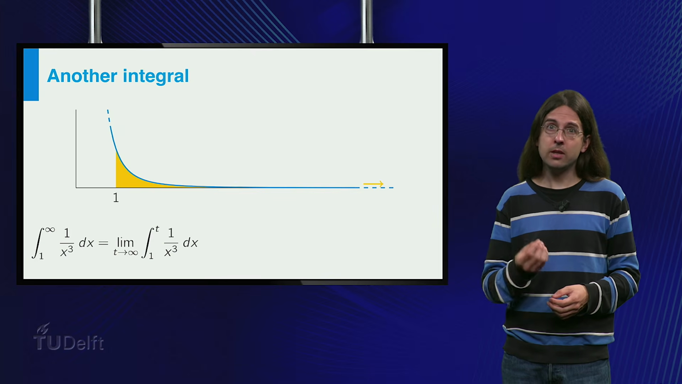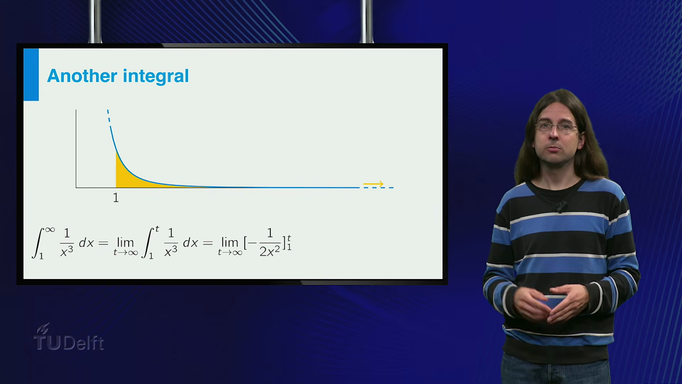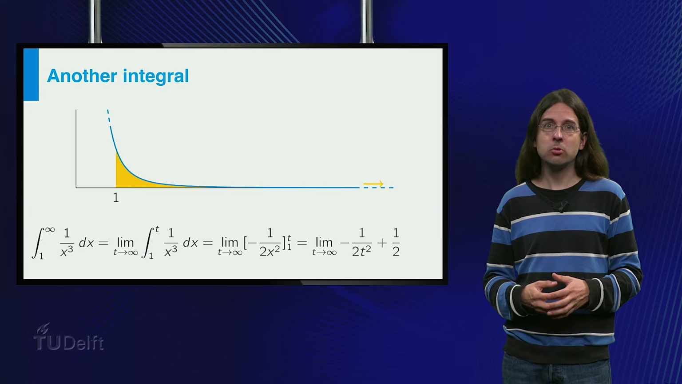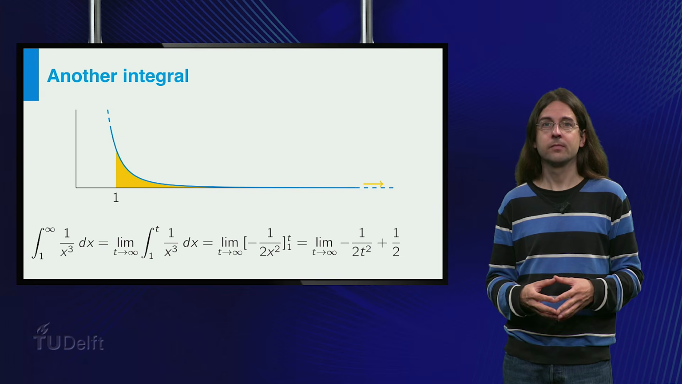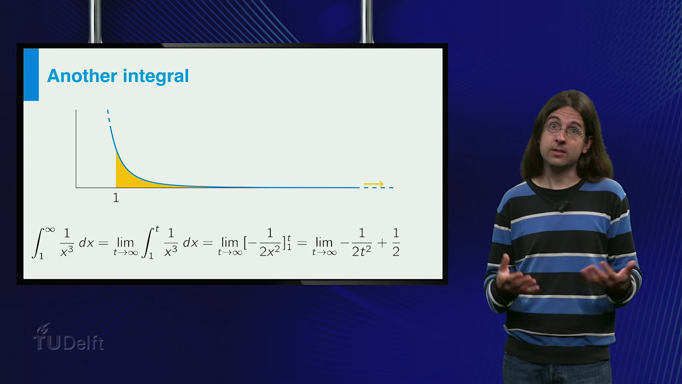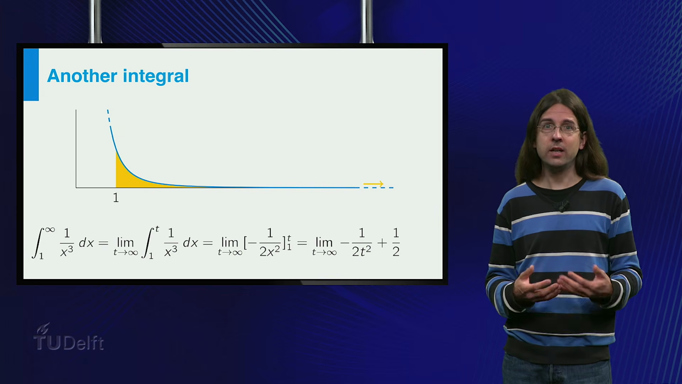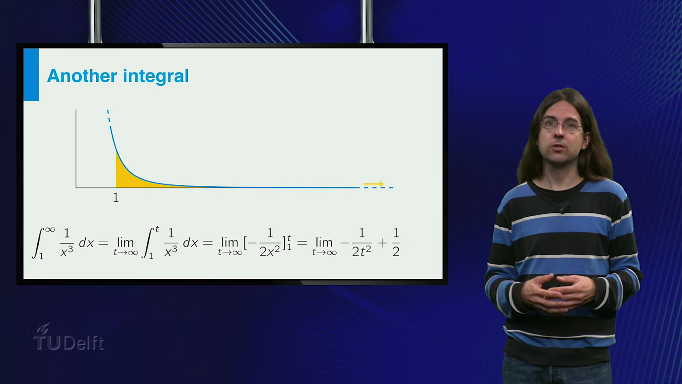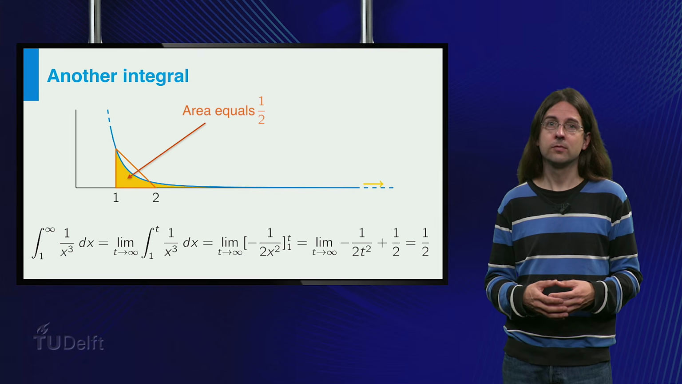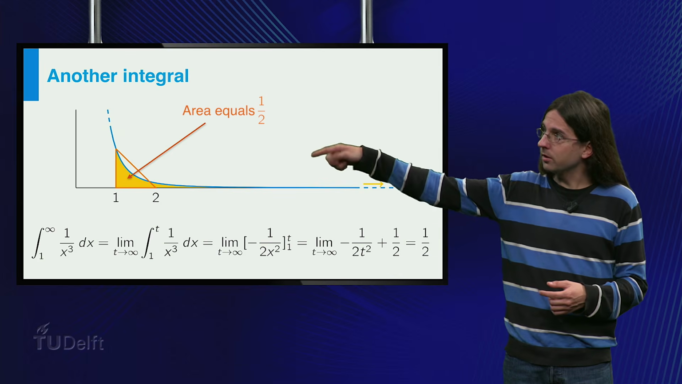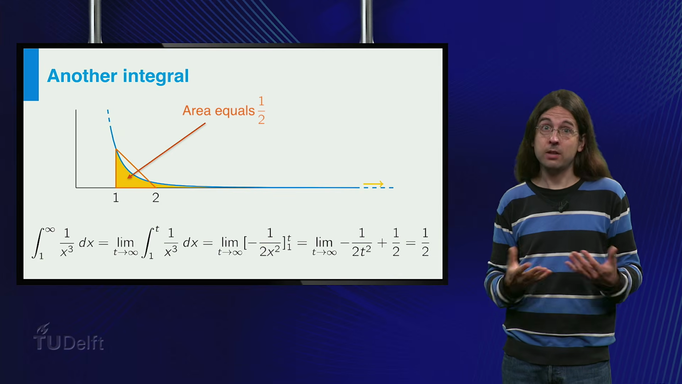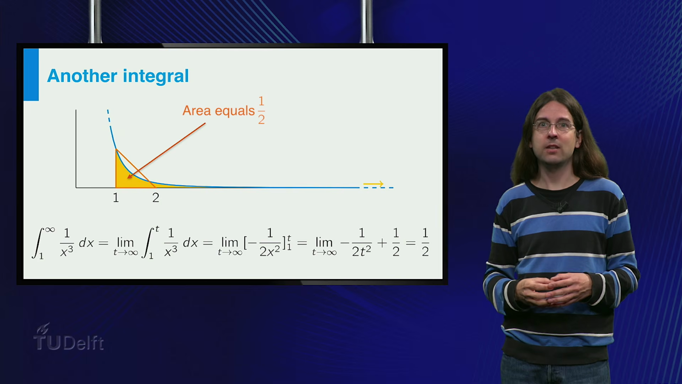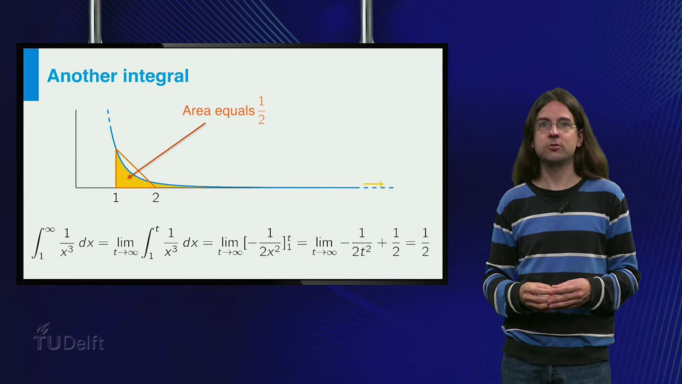It is shown to equal -1 over 2x squared between 1 and t, that is, -1 over 2t squared plus a half. Taking the limit as t goes to infinity, the -1 over 2t squared term becomes 0, and the final result is a half. The orange triangle on the slide has area 1/2 as well, and it is not a stretch to imagine the yellow area being equal to the area of this triangle.